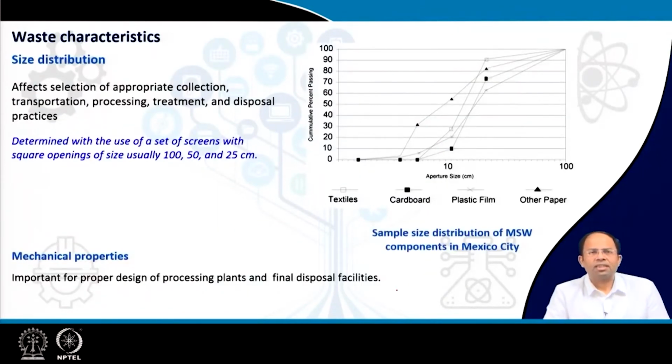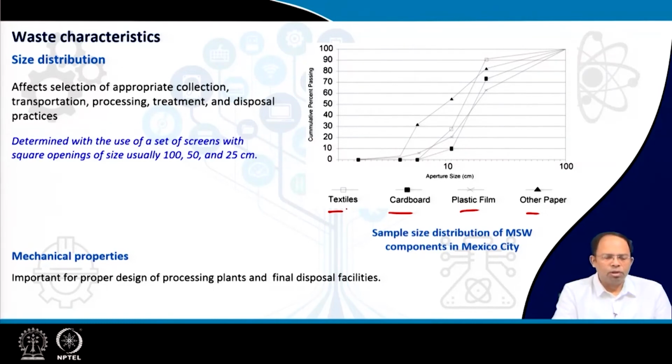The second characteristic is size of the waste. Waste that is generated also is of different sizes. As you can see, we can have waste which includes textile, cardboards, plastic films, other paper. There could be other types as well, but each of them is of different size. So to determine that size, we have to put the waste through some sort of screens, or some sort of sieve, right, through which the waste will pass.